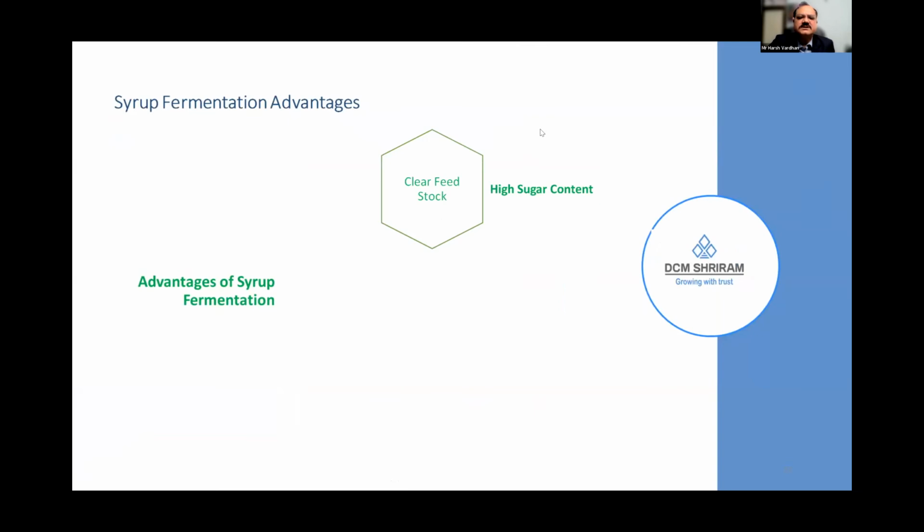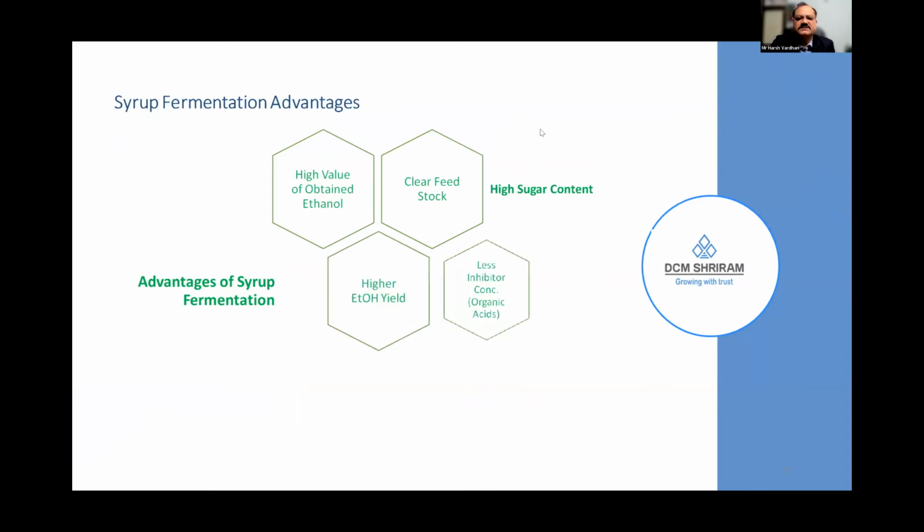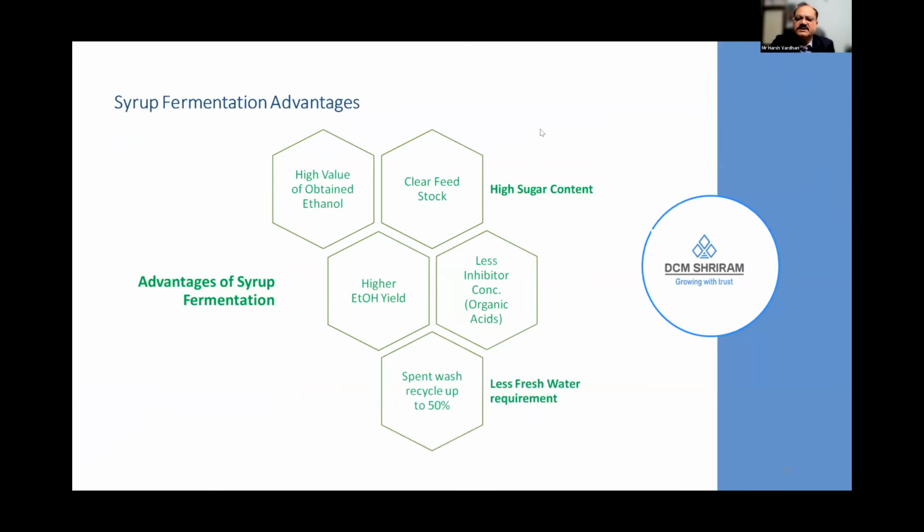So these are some of the experiences. As we all know, it is a clear feedstock. High value is obtained for the ethanol from the syrup. Higher ethanol yields with the syrup. Less concentration of organic acids. Spent wash was recycled. With the optimization, we can further achieve 40%, 50% recycle.